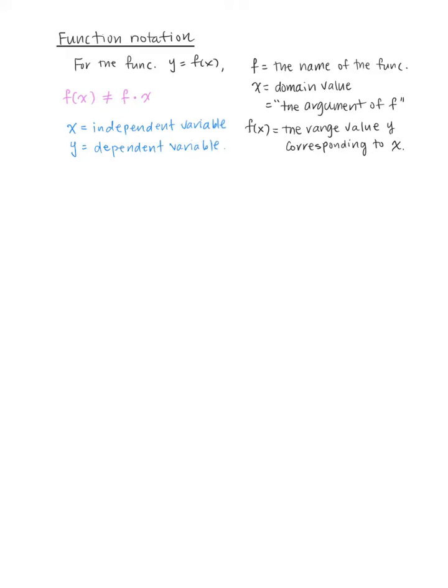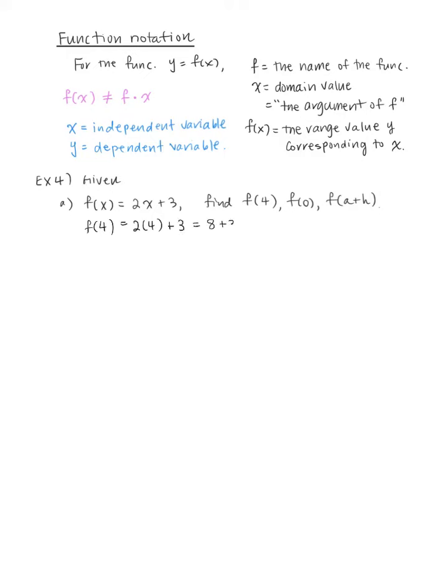All right, so let's do some examples. Let's take a look at part A. Given f of x to be 2x plus 3, find f of 4, f of 0, and f of a plus h. So let's first go with f of 4, or we say that f evaluated at x equals 4. So basically all you have to do is this. In place of x, I'm going to replace that x with 4. So here what we're going to get is 2 times 4 and then plus 3, which is 8 plus 3, which will be 11.